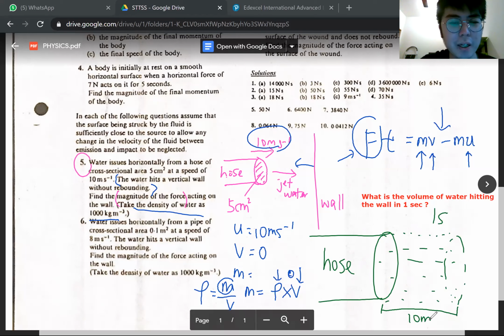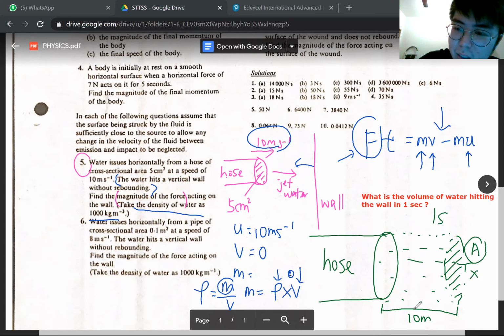So how do we calculate the volume of water that is coming out in 1 second? You got the length, this one, and you got the cross-sectional area, this one. So you just use the area times the length, which is 10 m. That is the volume of water coming out in 1 second. Meaning that the volume of water hitting the wall in 1 second is also equal to 10 times A.